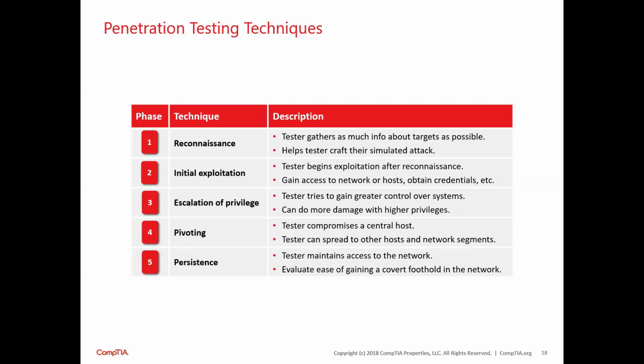And then phase 4 here is optional because we might need to explore other systems beyond our target. So we need to do pivoting, which allows you to explore the network segments and find other hosts.